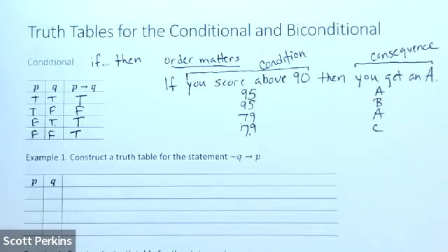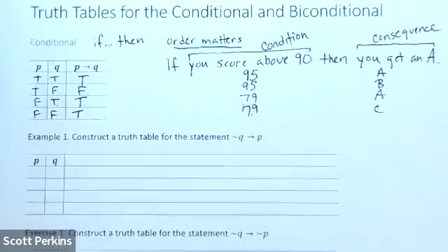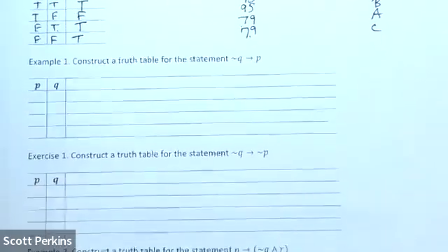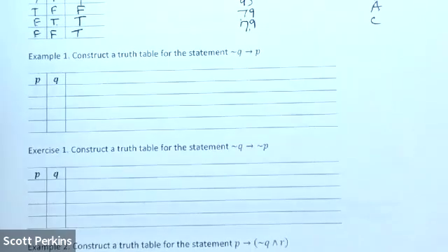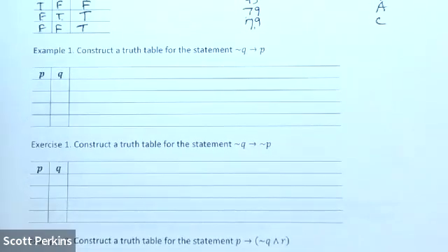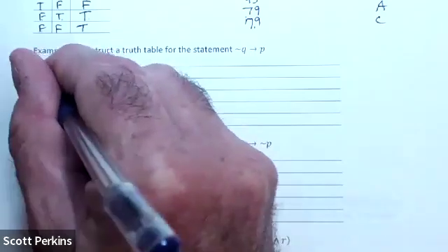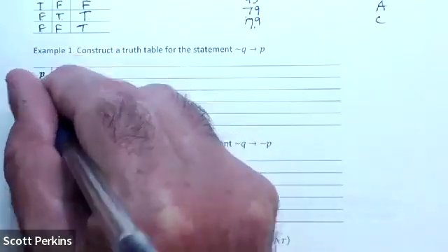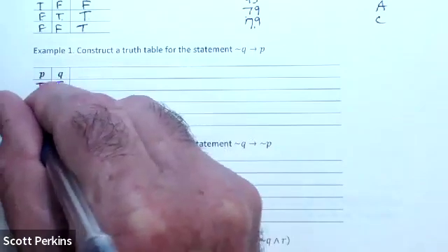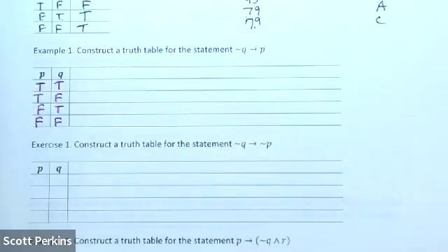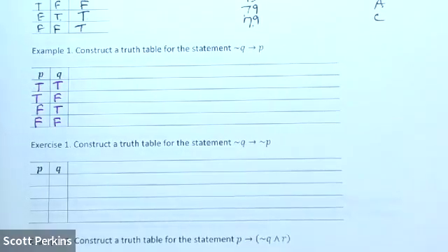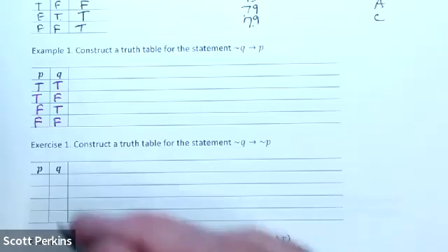So example 1, we are going to construct the truth table for squiggly Q, then P. Firstly, I'm going to fill in the truth values in my normal way. So I've got true, true; true, false; false, true; false, false. Those are my 4 usual order of the rows. Okay, so I'm going to take your advice here. What should I do first to do squiggly Q, then P? Yeah, we need a squiggly Q column. So squiggly Q.